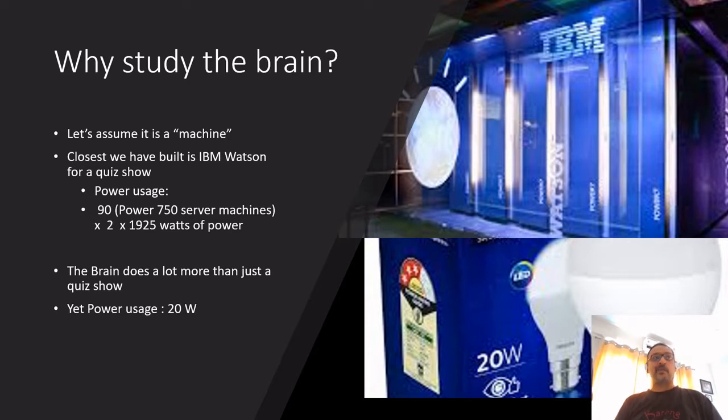Your brain does a lot more than that, right? Not just remembering things for a quiz show, you also do all your daily functions and everything for that. But how much power do we use? The power we use is about 20 watts, and that's equivalent to your light bulb, right? So that's another reason. We need to understand how the brain actually does it, and then can we implement it back into a machine?